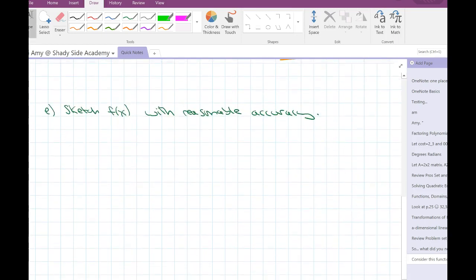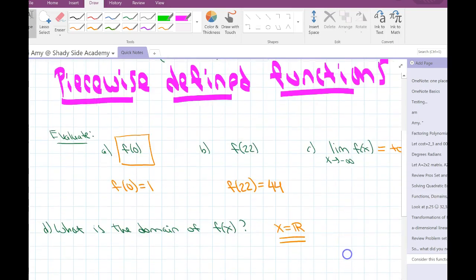And this is where sketching piecewise defined functions could be kind of fun. Maybe fun should be in air quotes, but you get my drift. I'm going to do this reasonably accurately. Whenever I do something reasonably accurately, I'm going to kind of use my grid lines here. All right, well, let's try and graph f of x.